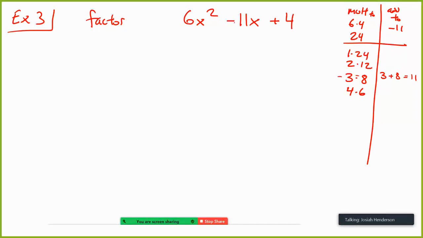Remember, whenever B or C is negative, that's a clue that at least one of our numbers is negative. So in this case, they're both negative, and negative times a negative makes a positive 24. And if they're added, it makes a negative 11, like we want. So negative 3, negative 8. Now we just do our splitting up like normal.